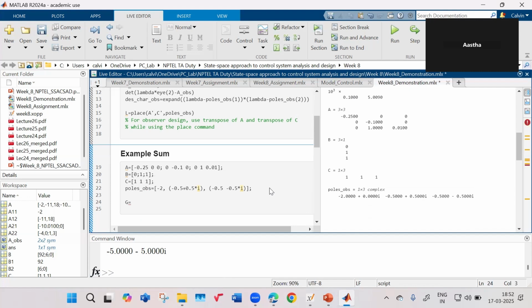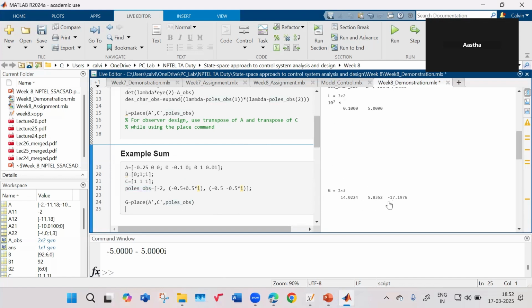So now we have to find the gain G. That can be found by using the command place with A transpose, C transpose, and our pole locations, that is poles_observer, for the observer based design. If you run it, you will get the gain to be 14.02, 5.8352, and -17.1976. So these are the gains which are required for our observer design. This is using the formula directly. Let us try using the Bass-Gura algorithm.